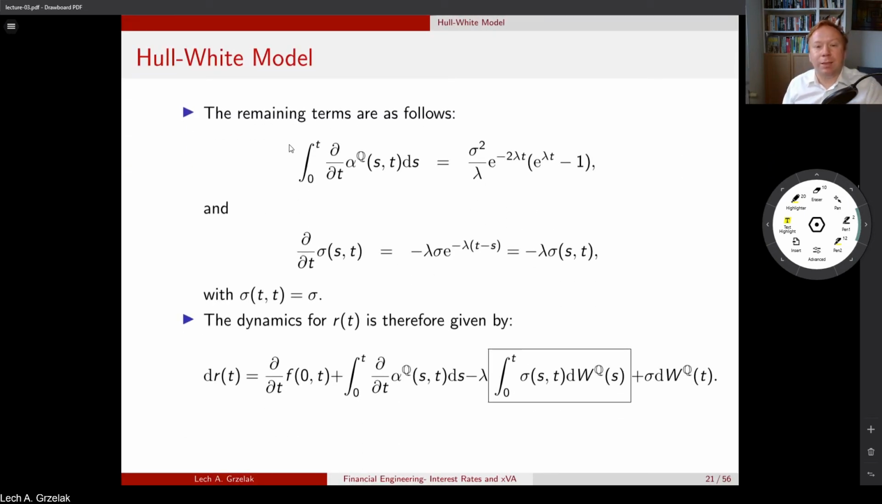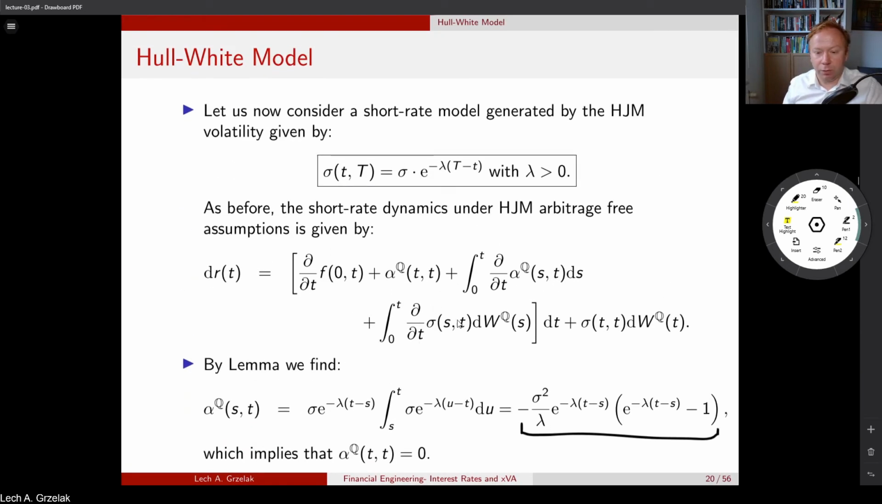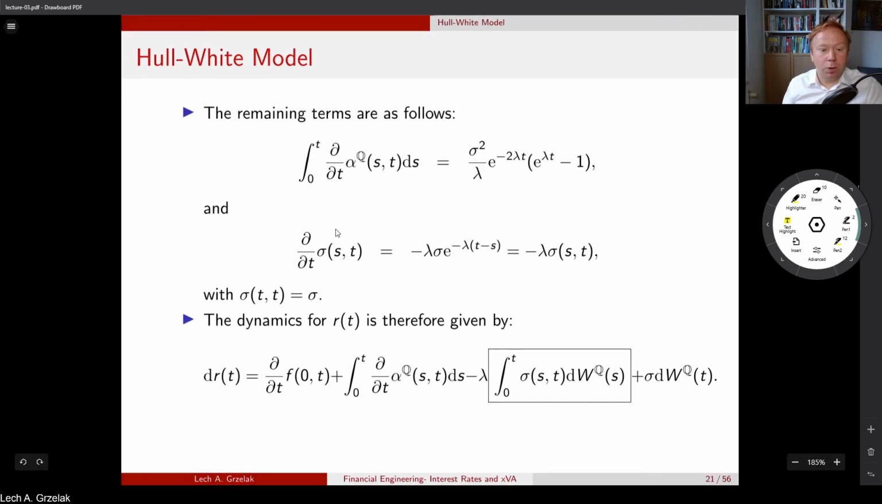We need to calculate the integral of alpha. Here you can see this partial derivative, and then we have integration. This is also known in closed form, and we also know the derivative of sigma, which is actually necessary in this element here. So we know this derivative of sigma, and it's also in this form. If we substitute all those ingredients into the dynamics for the short rate, we end up with a slightly simplified form. We have, again, the differentiation of the term structure with a function of alpha, and we have two elements with a Brownian motion under Q measure.